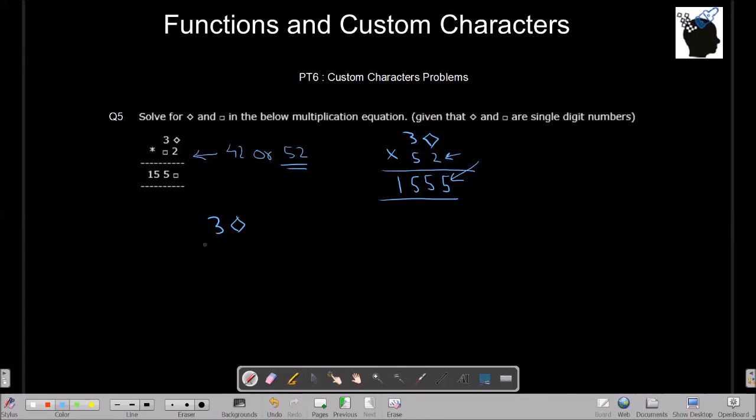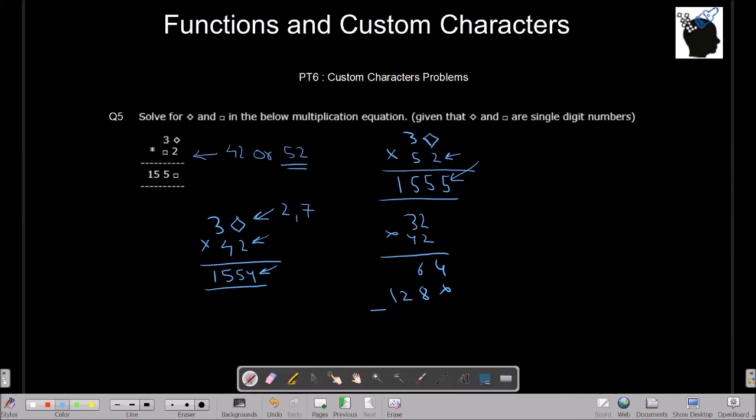So 3 diamond multiplied by 42 is equal to 1554. So we have to multiply 2 with something to get 4 as the unit digit. That means this can be 2 or this can be 7 to give us the unit digit as 4. Let's try with 2 first. So 32 multiplied by 42. Let's do the multiplication. 2 into 2, 4. 6. 4 into 2, 8. 4 into 3, 12. 4. 8 plus 6, 14. 1344. But we were looking for 1554. So this is not correct.